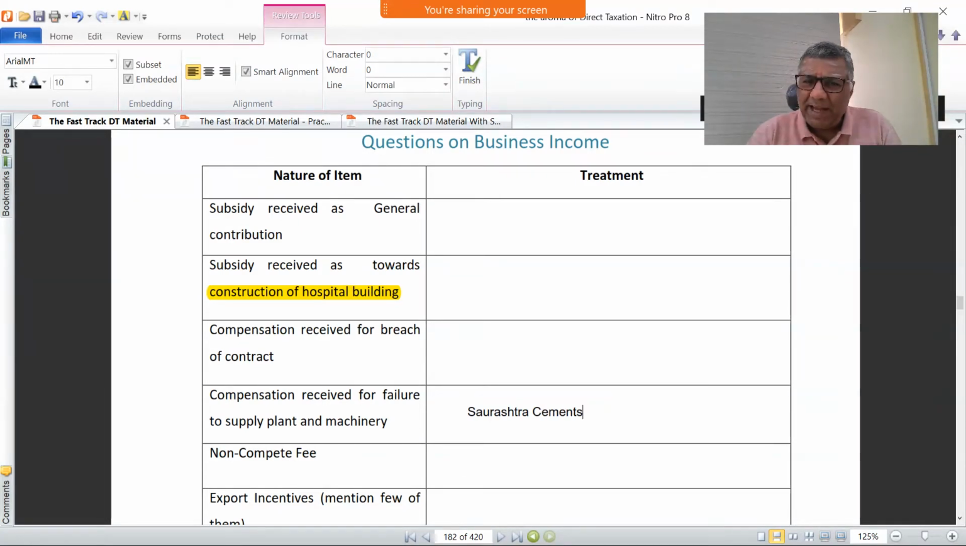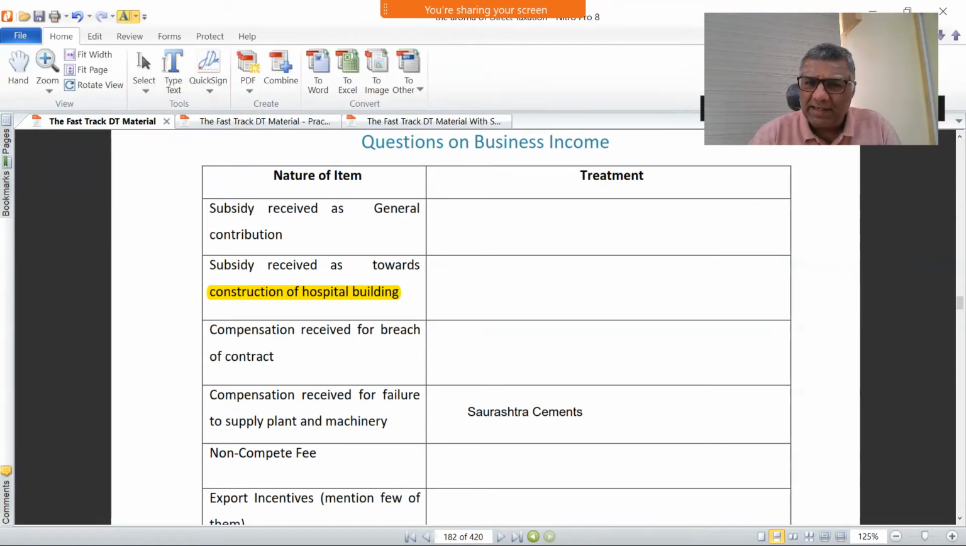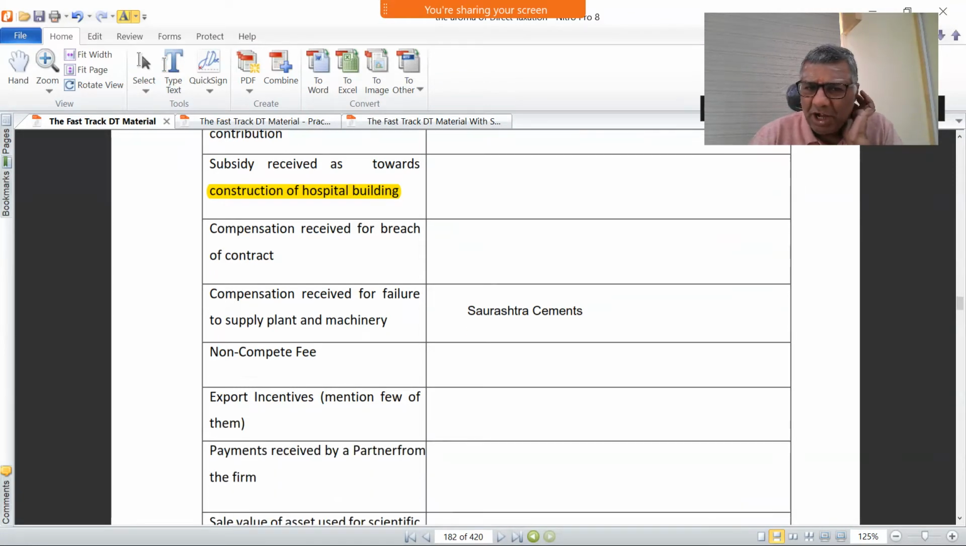Where the liquidated damages are related to an asset, identifiable with an asset, the Supreme Court held, adjust it with the cost of the asset and don't treat it as income. Non-compete fees are income. Some say for professionals it is capital gains, for others income. Now you take it as income for your year.